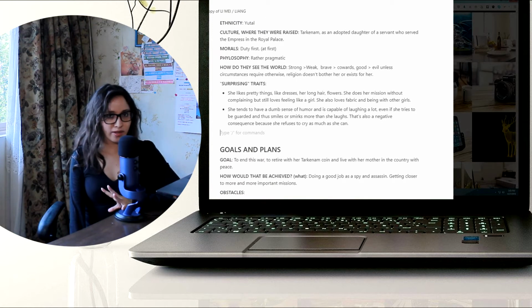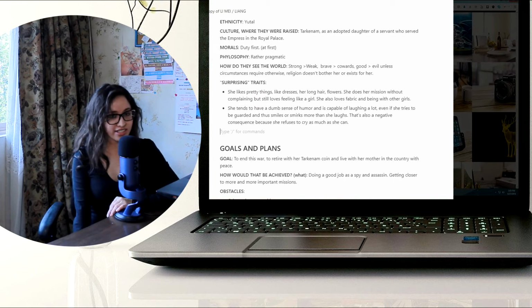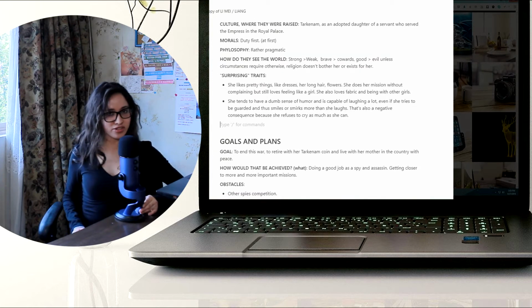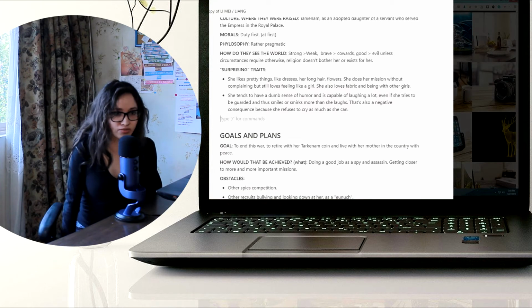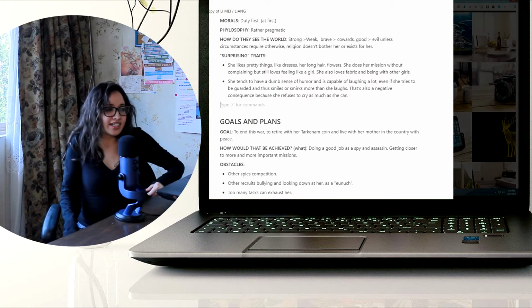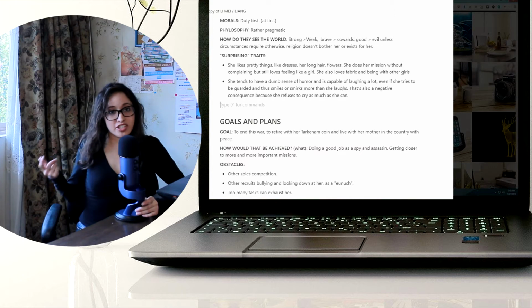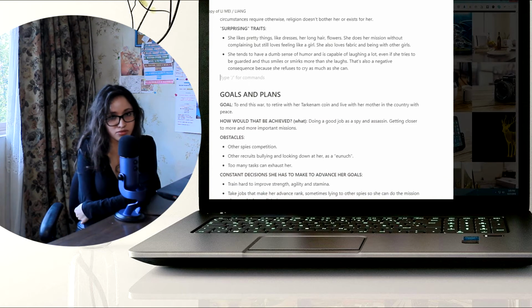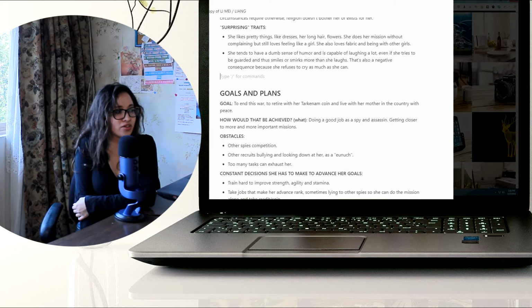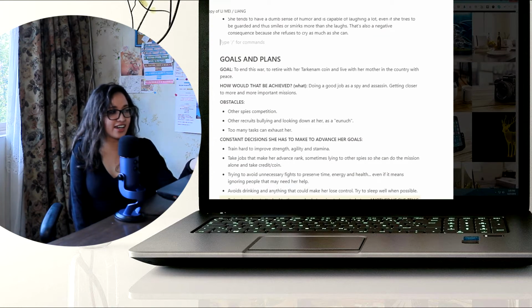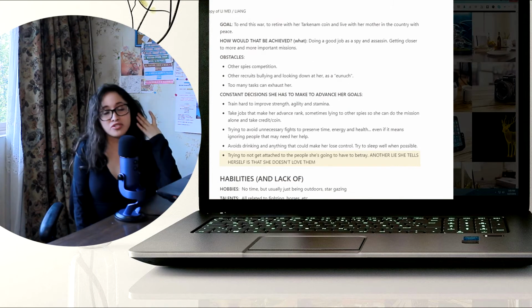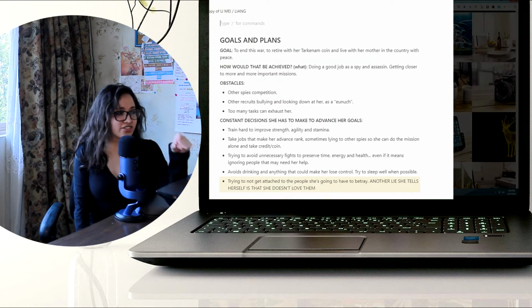This is super important. If your character doesn't have goals, they will just be there standing and not contributing anything to the story, or just reacting to whatever happens, and that doesn't make a very interesting character. This is their goal, what she thinks she has to do to achieve that. It also explains her lie. One of the lies is trying to not get attached to the people she's going to have to betray eventually, and she tells herself that she doesn't love them.